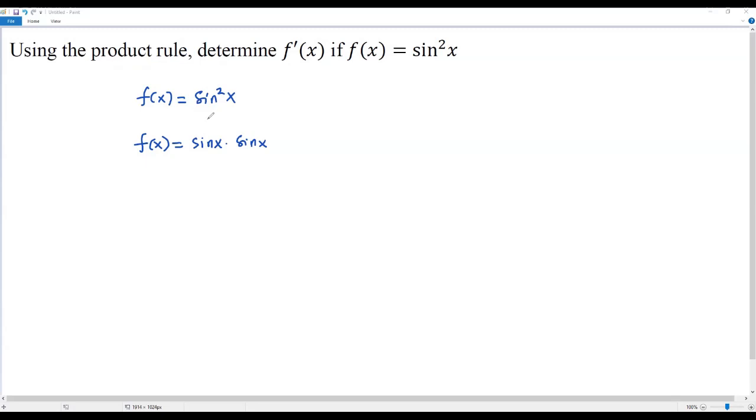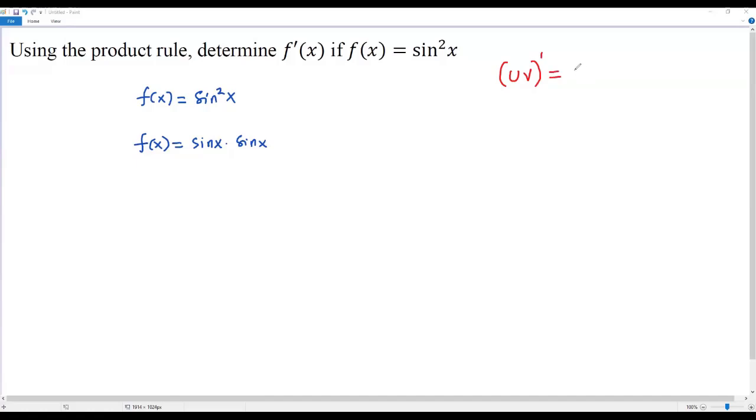If I want to use the product rule, I have to write the given function as a product of two terms. That's why I wrote sin square x as a product of sin x times sin x. Now let me write the product rule. Let's consider the product of two variables u and v. I assume u and v both as variables, and for this product u times v, I have to find the derivative.